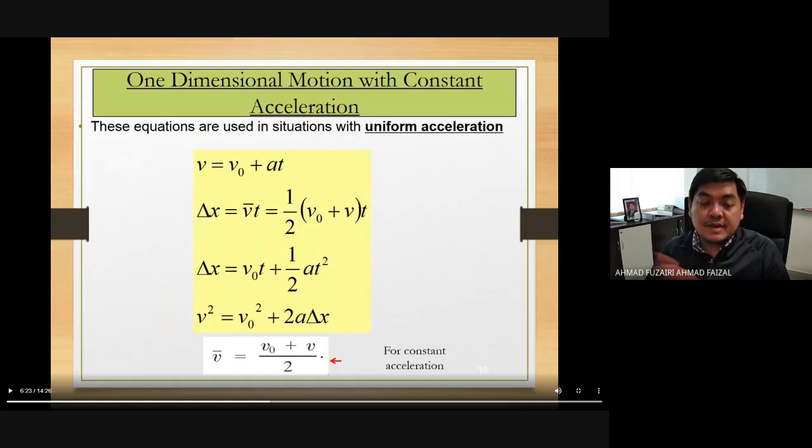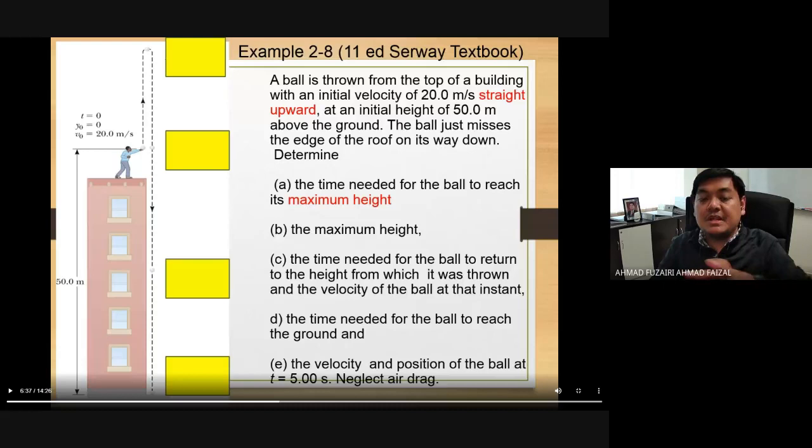Because right now, we want to change the a to become g. So this is how you can exploit the one-dimensional motion equations. So let's look at this example. So everybody, please take a snapshot.